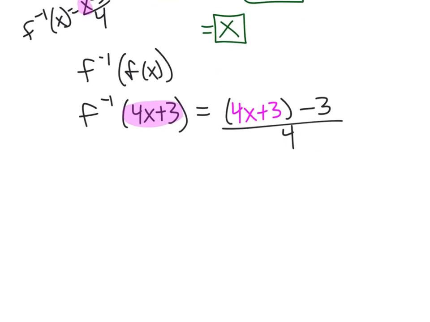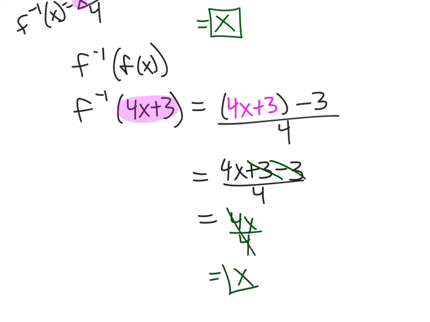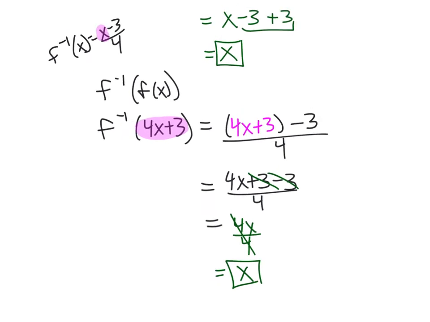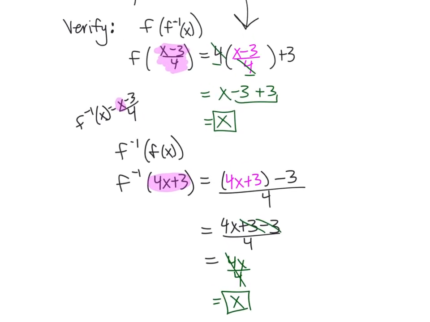So if we simplify this, we end up with 4x plus 3 minus 3 in the numerator, all divided by 4. Here our 3's add up to 0, so we get 4x divided by 4. 4 divided by 4 is 1, and there's our x. So showing your work to show this is your verify. Okay? So when it asks to verify, showing your work of these two processes and ending up with x for each, that is your verify.